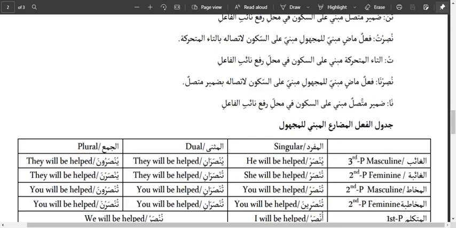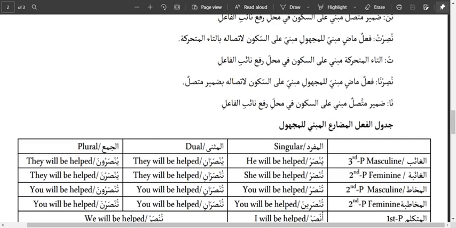والتاء المتحركة ضمير متصل مبني على الضم because it is تنة. So for تما تنة تو, they are all تاء متحركة مبني على الضم في محل رفع نائب الفاعل. Then for نصرت فعل ماضي مبني للمجهول مبني على السكون لاتصاله بالتاء المتحركة. والتاء المتحركة مبني على السكون في محل رفع نائب الفاعل.